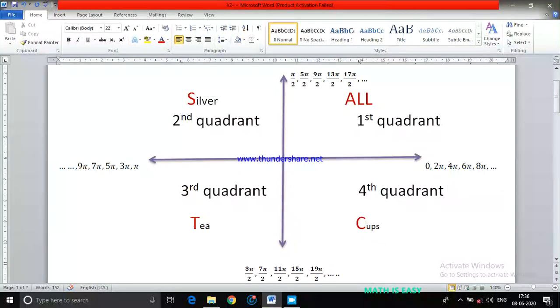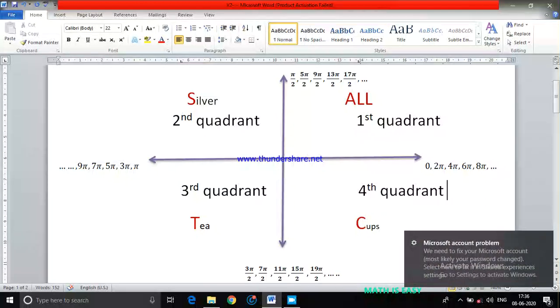Okay. So in the first quadrant, all 6 trigonometric ratios are positive. In the second quadrant, sine and cos are positive. In the third quadrant, tan and cot are positive. And in the fourth quadrant, cosec and sec are positive. Now, this is just the introduction part which we have.